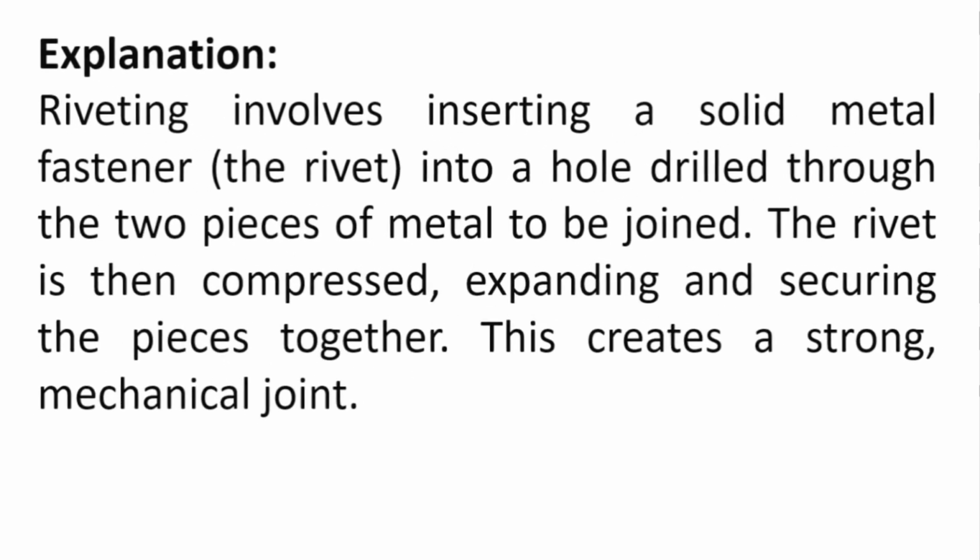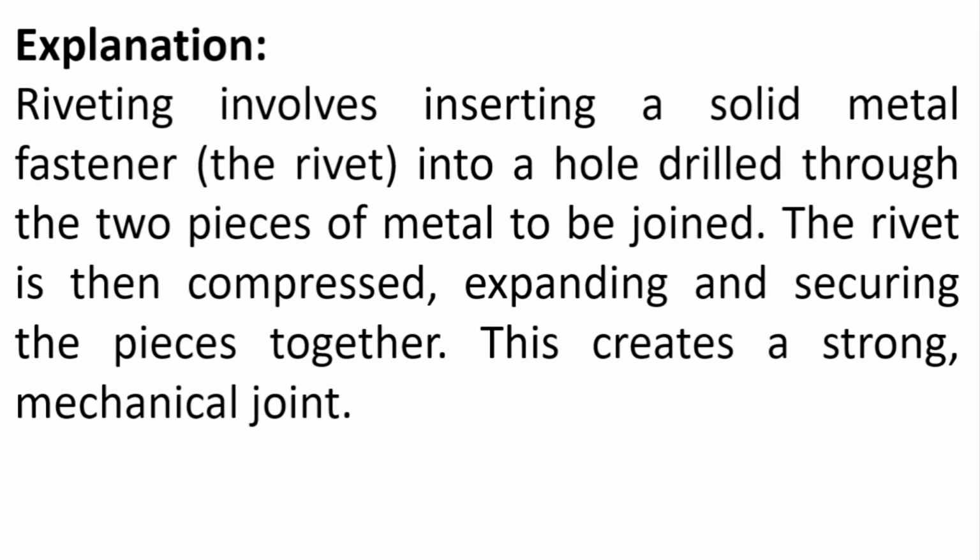Explanation: riveting involves inserting a solid metal fastener, the rivet, into a hole drilled through two pieces of metal to be joined. The rivet is then compressed, expanding and securing the pieces together. This creates a strong mechanical joint.